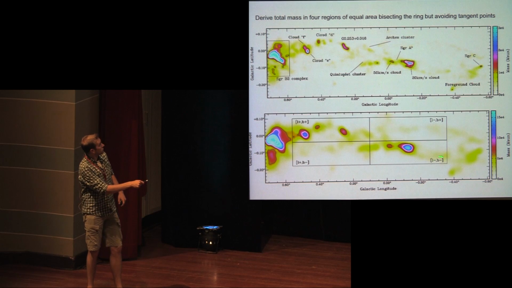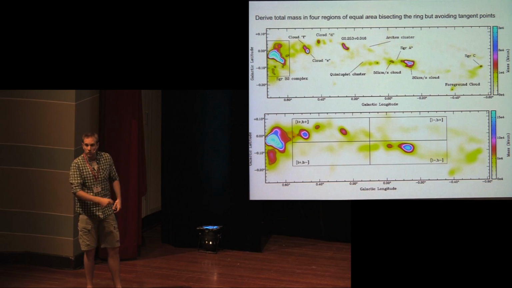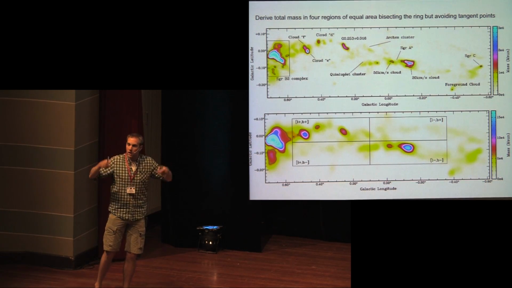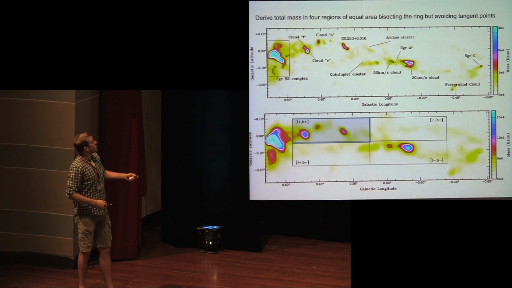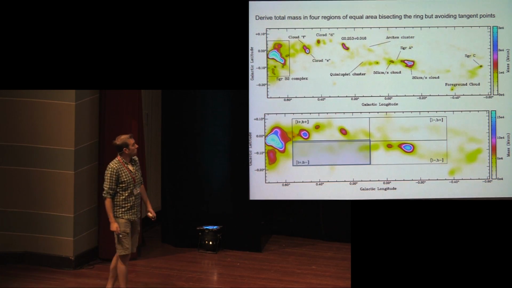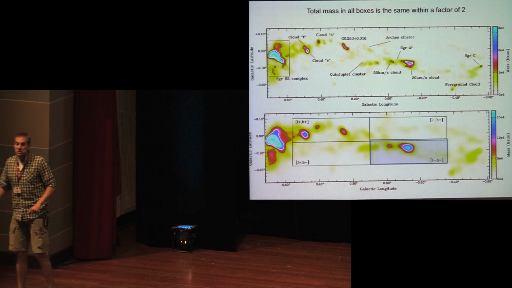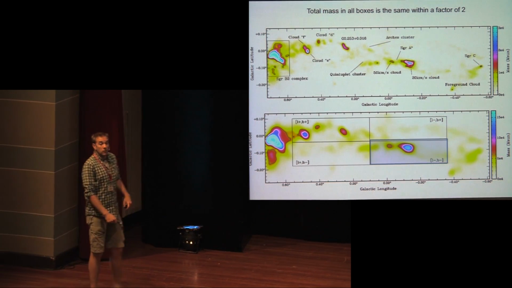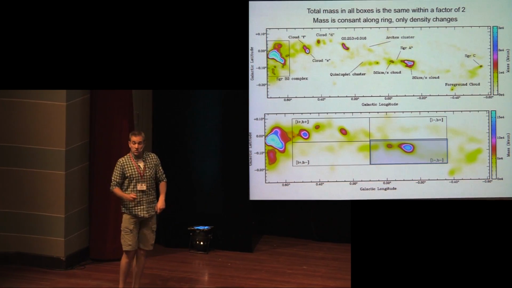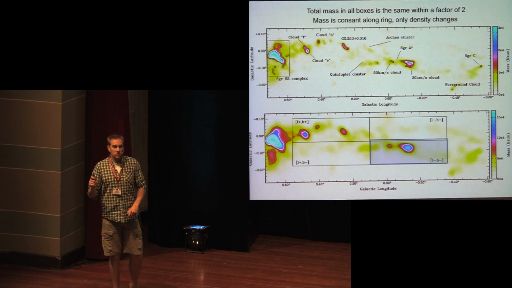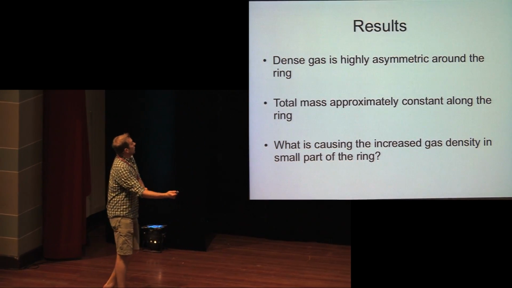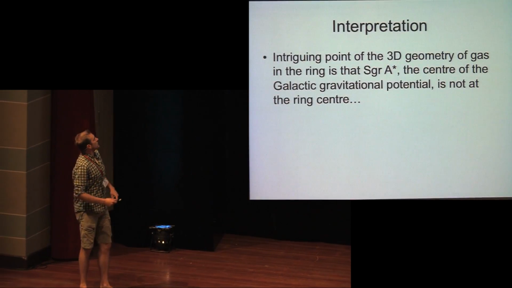What we do is divide this region into 4 equal areas that bisect the middle. We avoid the tangent point because we don't know that it's things piling up along the line of sight. We can simply sum up the mass in each of these 4 boxes, and if you do that, you find that the mass agrees to within a factor of 2. That tells you that the mass is constant on the ring, but the density is changing. So what's causing this increase in the density?